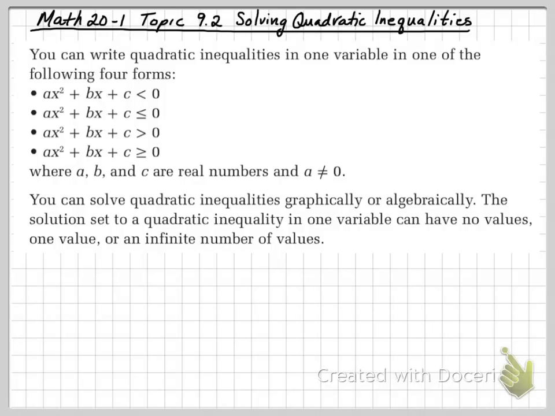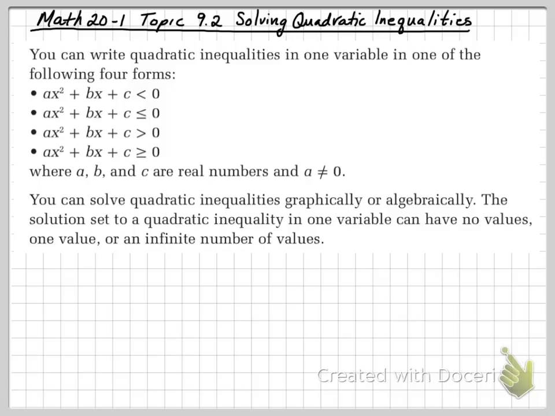In Math 20-1, we're looking at topic 9.2, solving quadratic inequalities. This is going to be part A. You can write quadratic inequalities in one variable in one of the following forms, where ax squared plus bx plus c is less than 0, less than or equal to 0, greater than 0, or greater than or equal to 0. Remember that a, b, and c are real numbers and that a cannot be 0.